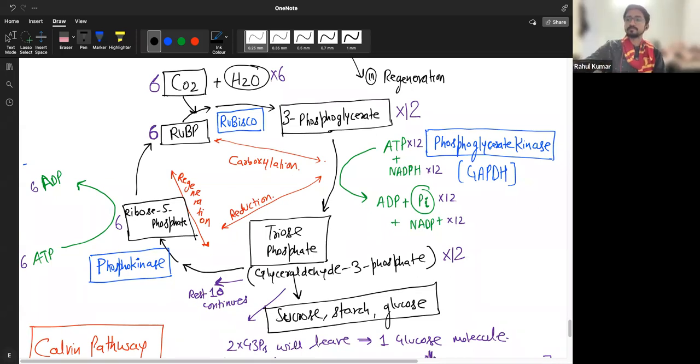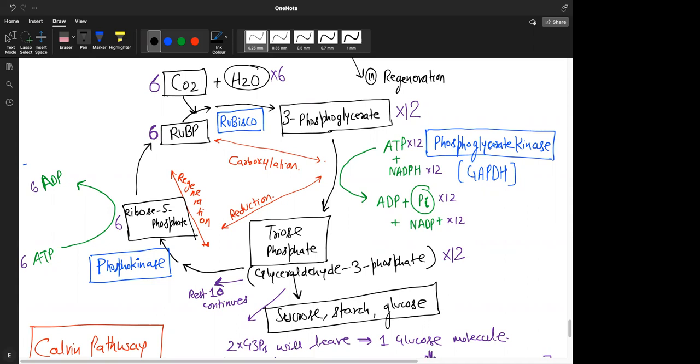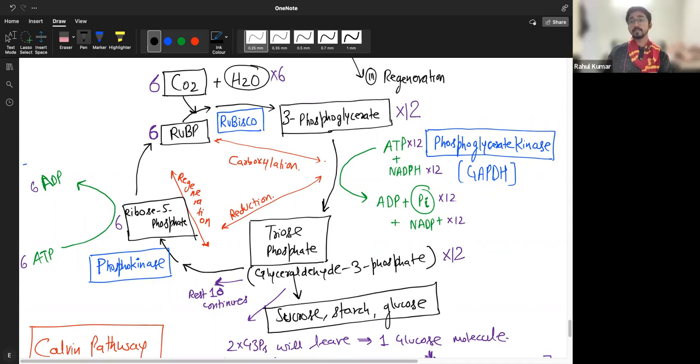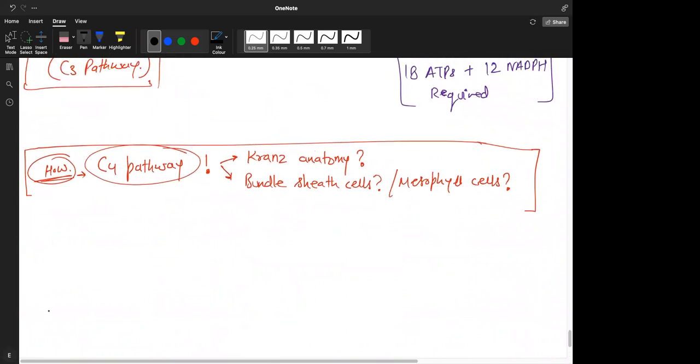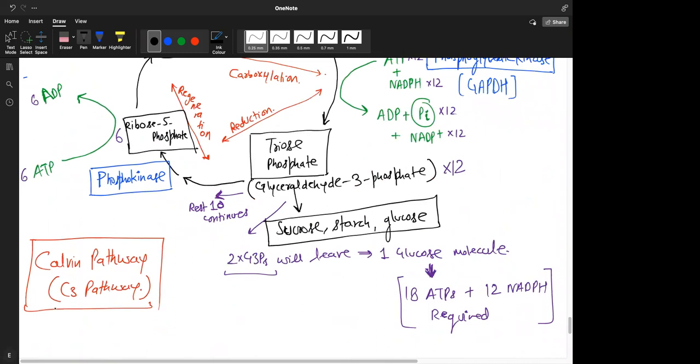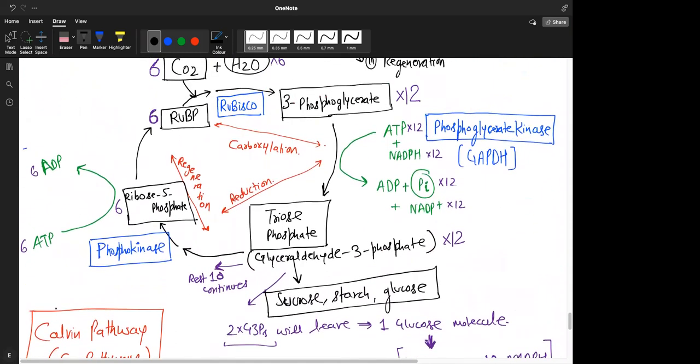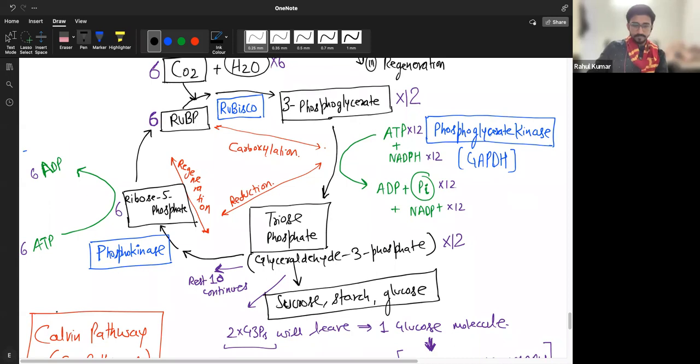And how many, yes, 18 ATPs and 12 NADPH are used. Very good, perfect. And today we have to begin with the C4 pathway, correct? Sir, one more thing you told, that the first NADPH molecule is committed to reduce 1,3-bisphosphoglycerate. Yes, correct.